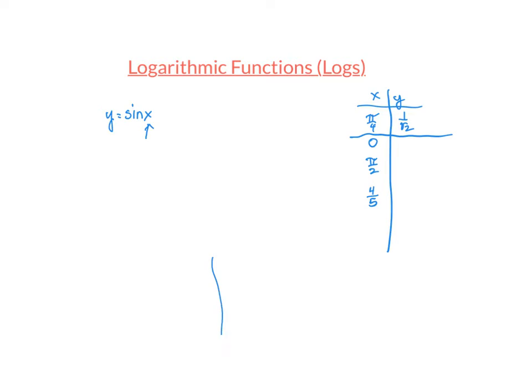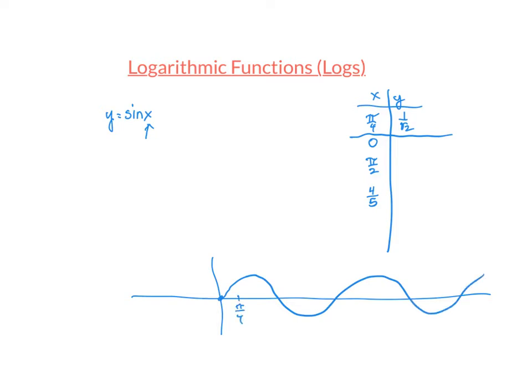Why is that? Because this is a function. Functions pass the vertical line test, which means no matter what value I put in, let's say pi by 4, if you look at pi by 4, there's only one answer that's correct. When I plug in 0, the only answer that's correct is 0. Pi by 2, that's right here. The only answer that's correct is 1.